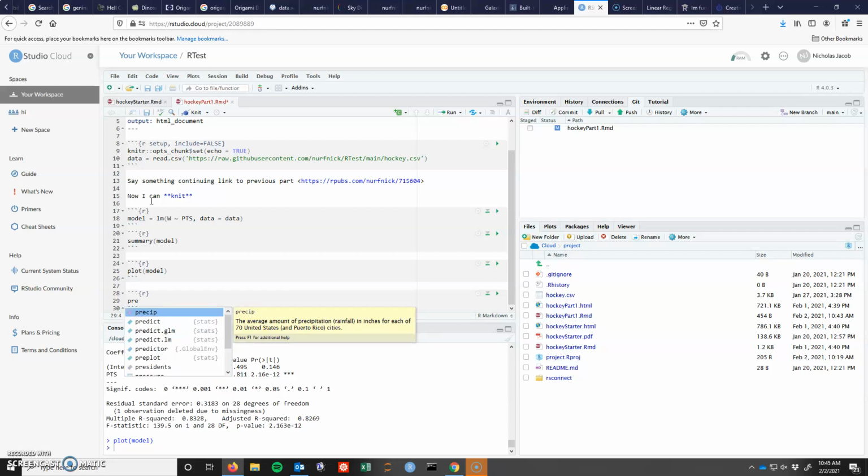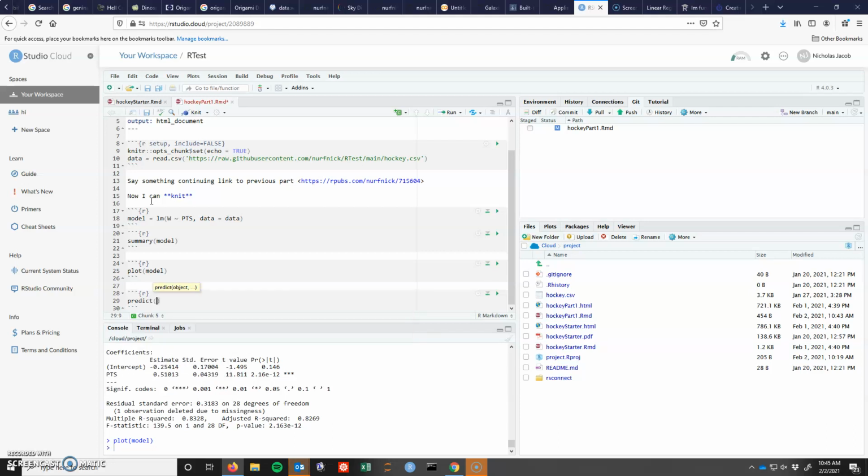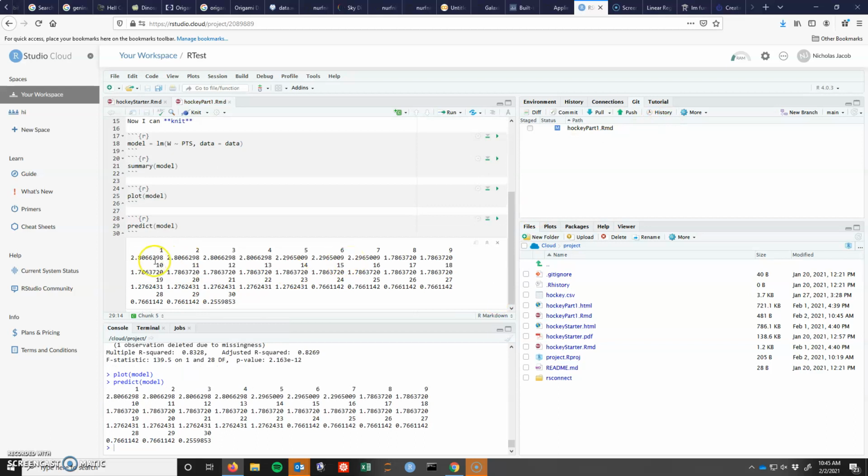The predict command is pretty cool. I like the predict command. So if you predict on model, it will give you all the predictions. There are 30 teams. There are 31 teams in the NHL, but one of the teams hadn't played yet. And this is the predicting of the number of wins that each one had.